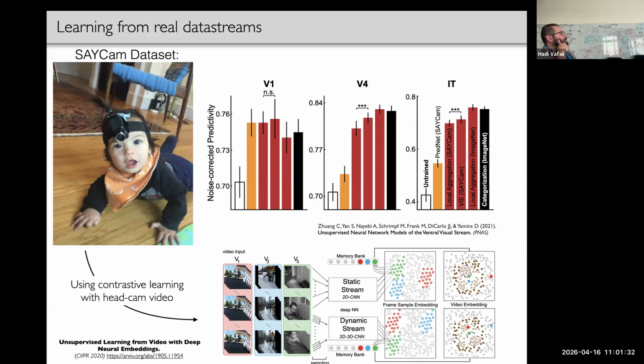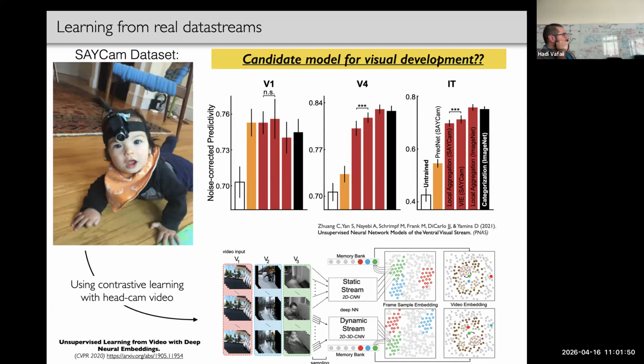What I told you a minute ago is that with static images from ImageNet, if you put the actual ImageNet images through self-supervised networks, you could actually do better at predicting neural responses than the supervised networks. And here what I'm telling you is that if you take the data from the head cam and put it through the self-supervised network, it's almost as good as doing it through ImageNet, but not quite as good. That's what the result was.